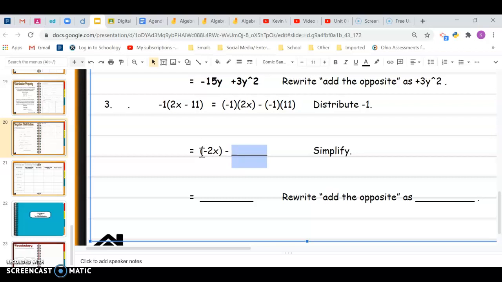So let's go over here. Let's do the same thing. So I have -1 times 11. That's going to be -11. So I'll simplify.